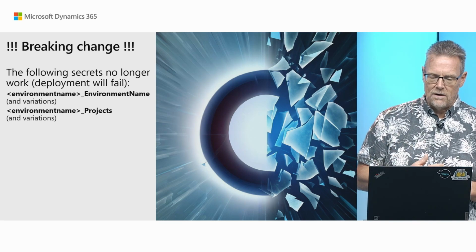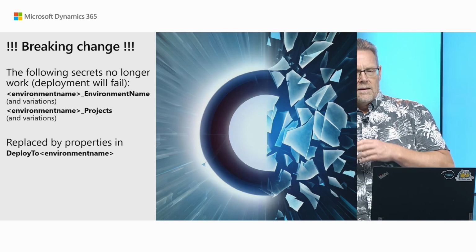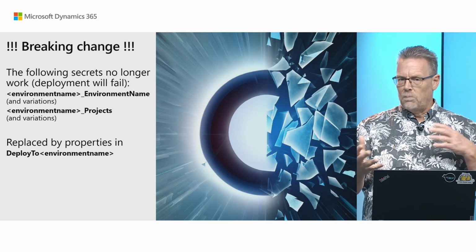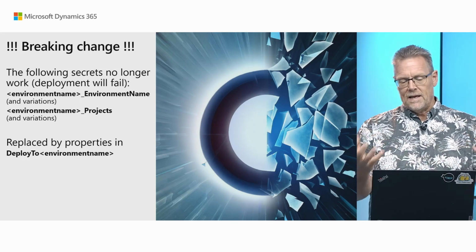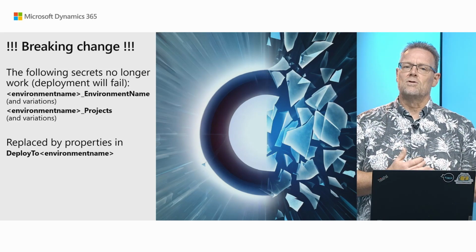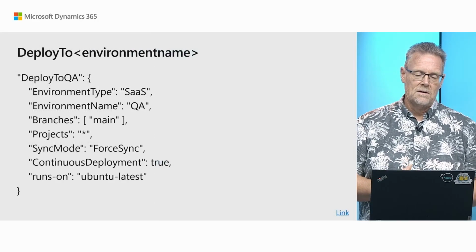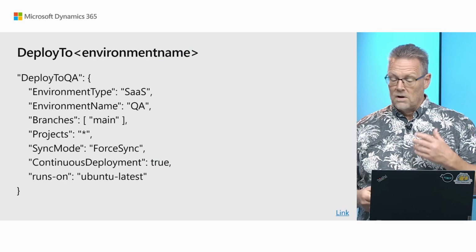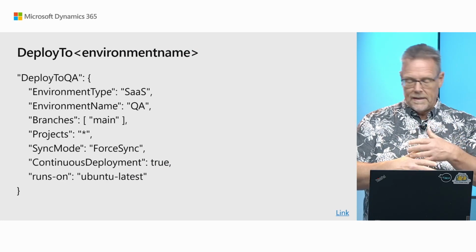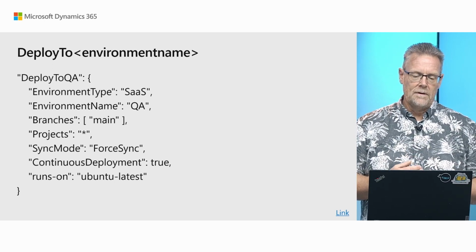The real way of doing this going forward is to create a new setting called deploy to and environment name, meaning deploy to QA. And that setting would then include all the things that would be relevant to set up for that environment, including some of the things that were requested by some partners, like sync mode, continuous deployment, and stuff like that. So this is an example of the deploy to QA in version 4 of AL-Go for GitHub.